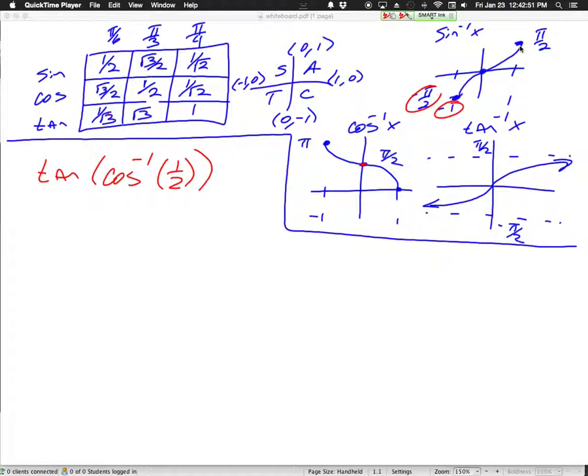Alright, I want to evaluate tangent of inverse cosine of 1/2. Tangent of inverse cosine of 1/2. Is this the one that has to do with the ASCC? There's a possibility it could. On tangent pi over 3. Just like that?